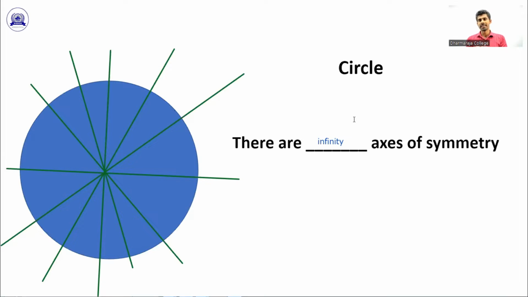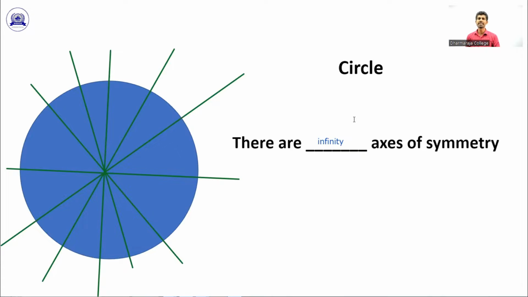Right, okay. Now we already discussed how many axes of symmetry there are for the square, the rectangle, the equilateral triangle, the pentagon, and the circle. How many axes of symmetry are there for the circle? Infinity, right?